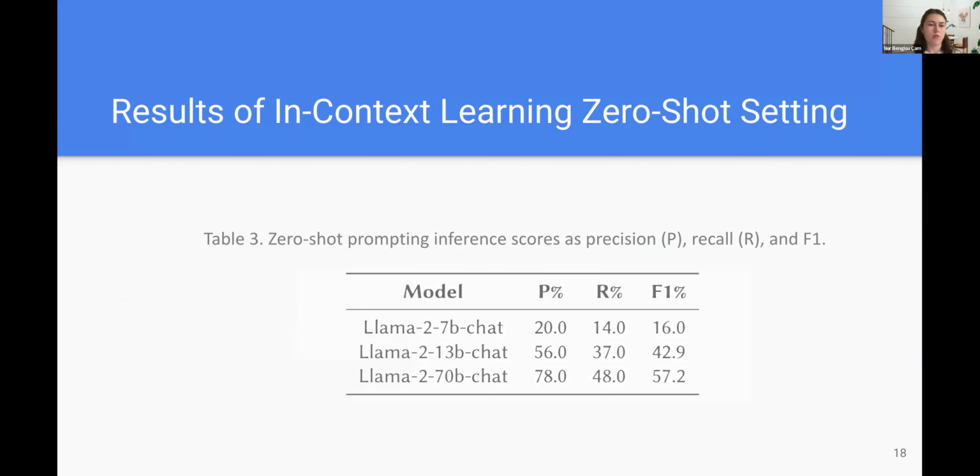If we look at our results in in-context learning for the zero-shot setting, we can see from precision, recall, and F1 that the Llama 2 7 billion chat model, which is the smallest model of the Llama 2 family, has the lowest scores. But this was expected because it has a smaller number of parameters, and the other models, such as the 30 billion model, outperform it by a wide margin, but the 7 billion model is much better compared to the other two in the zero-shot setting.